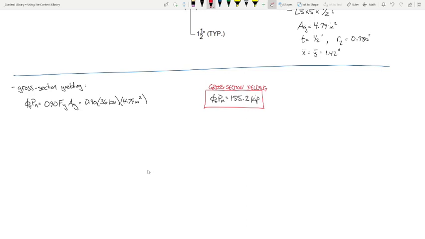All right. Net area. Okay. Now, before we look at this net area, we've got to use a little bit of our noggins first.